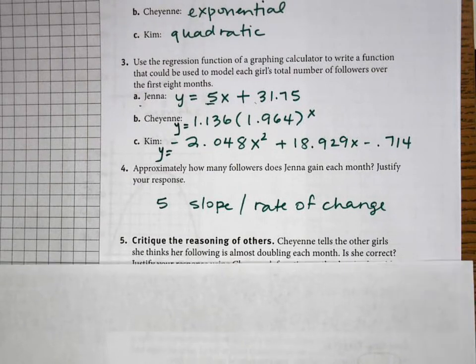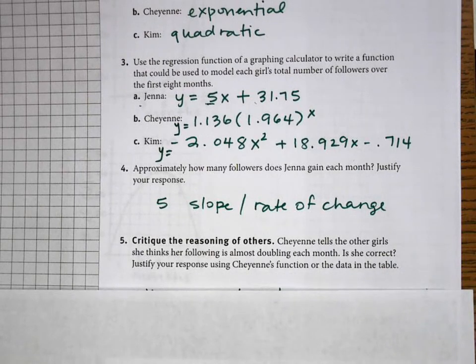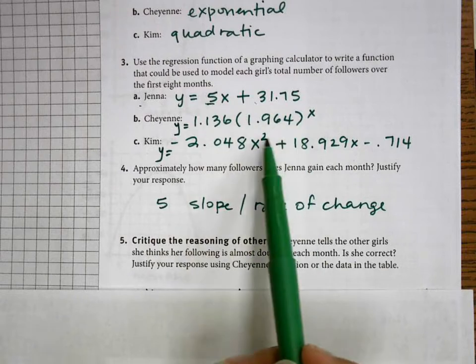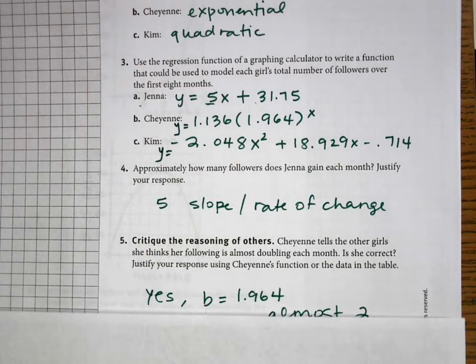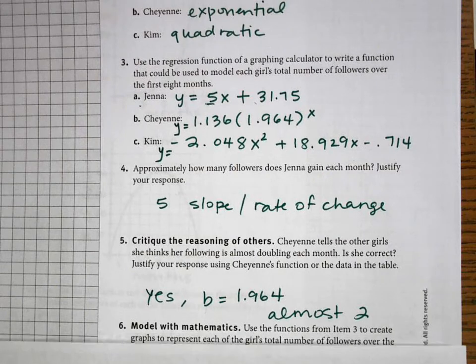Cheyenne tells the other girls she thinks her following is almost doubling each month. Is she correct? Well, if you look at her equation, Cheyenne, it's a times 1.964 pattern. Well, that is about 2. So yeah, she is correct. She is doubling her followers.